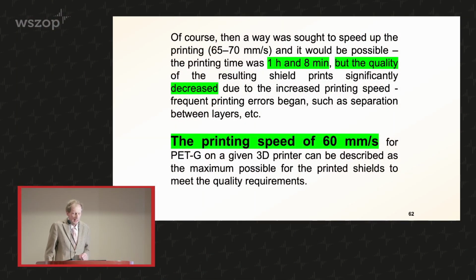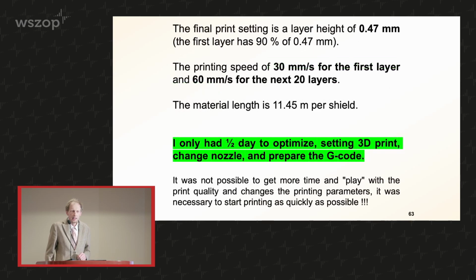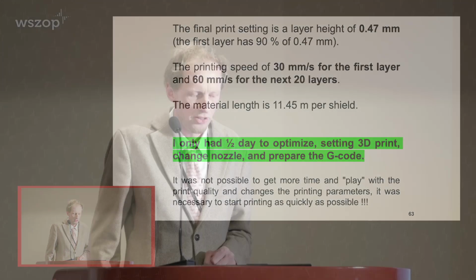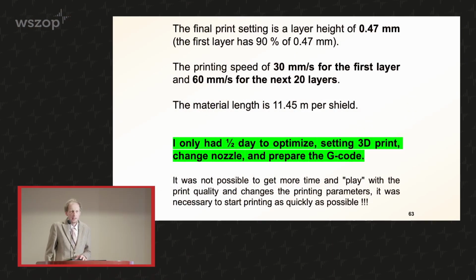But the quality decreases. The optimum printing speed is 60 millimeters per second for the specific PETG materials. The material length is approximately 11.5 meters for 1 shield. I only had half a day for optimization, for setting 3D printing, for preparing the 3D printer, preparing G-code and so on.